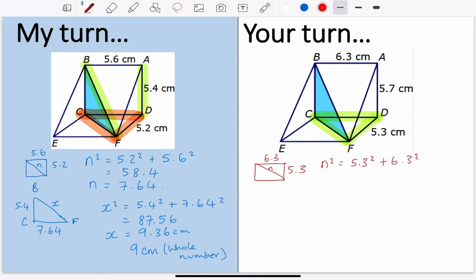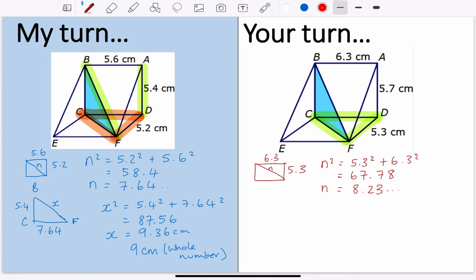That, when I type it into a calculator, gives me a total for n squared of 67.78. When I square root that then to find a value of n on its own, I'm going to get 8.23. That does carry on. If you do want to round it, like I said before, just make sure you are stating that you've rounded it and to what degree of accuracy.